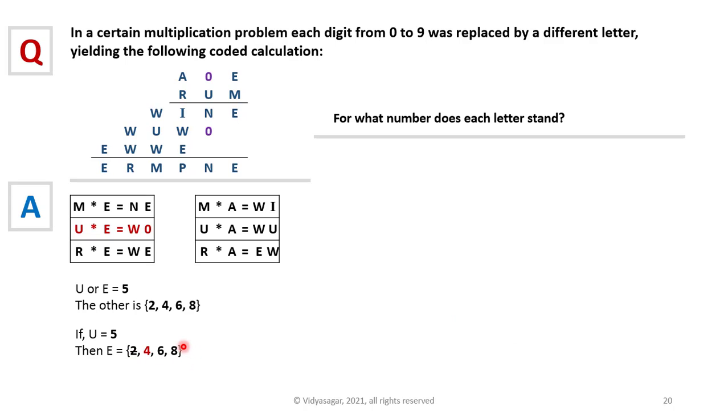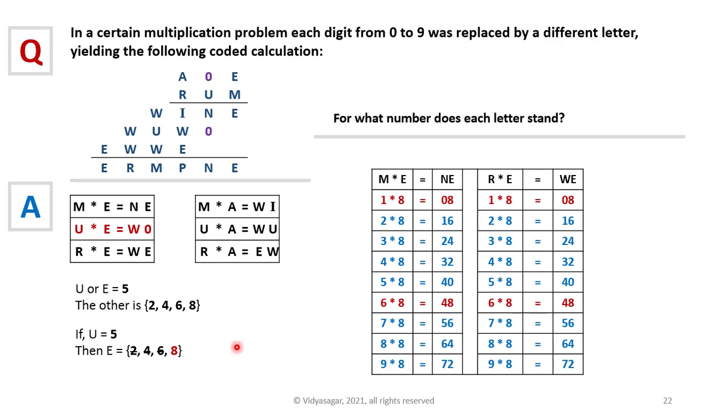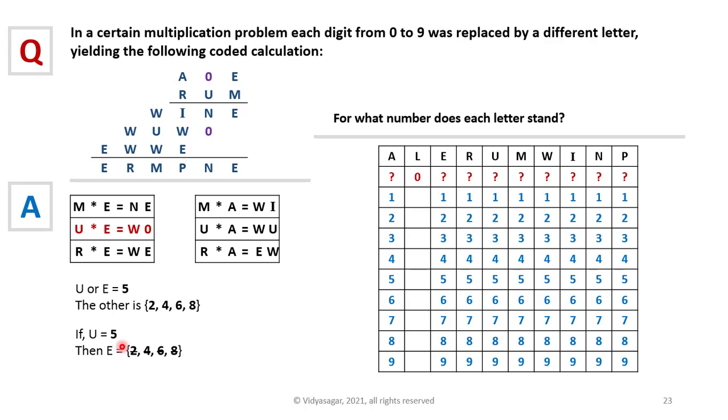With similar reasoning, we can prove that E cannot be equal to 4, 6 and 8. So our original assumption that when U is 5, E must be from 2, 4, 6, 8 is wrong. This implies that U is not equal to 5 and E is 5.